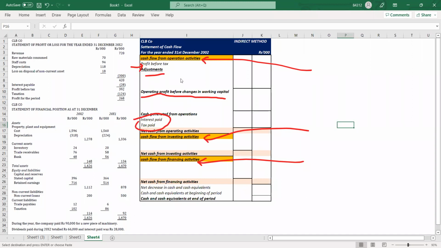The same format. Keep space and draw this. I want everyone to draw the answer. Don't write the question, only the answer. One by one I will explain. Then we have investing activities and financing activities. Finally, we get the cash decrease or increase.